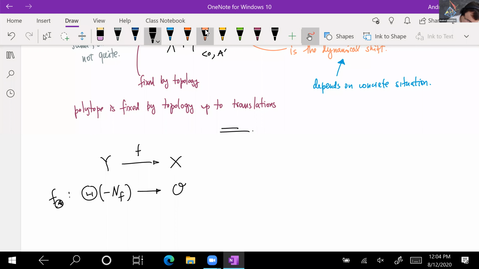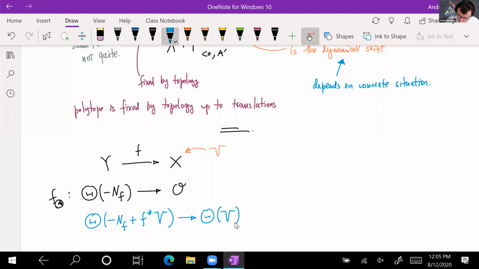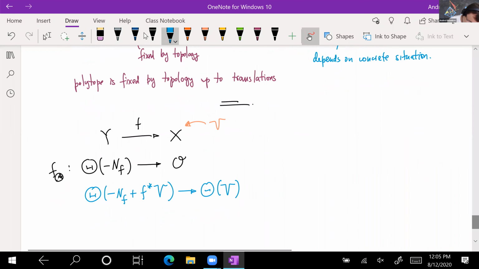But then if you have any bundle V on X, you can just twist it by the theta of V, and you're going to get theta of minus the normal bundle of f plus the pullback of V going to, sorry, not O, theta of V. So in particular, if it is the case that this bundle is trivial, then we get a section of theta of V.